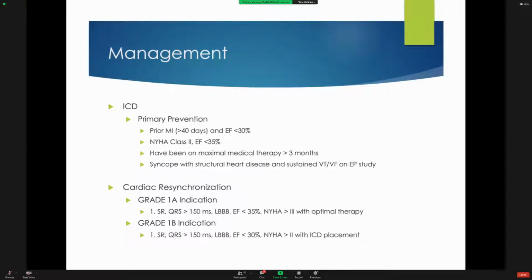For the CRT, or the cardiac resynchronization therapy, we have grade 1A indication, we have grade 1B indication. This is very important. So if the patient has a sinus rhythm, QRS complex more than 150 millisecond, now the new guideline 120 to 150 millisecond, or when the patient has a left bundle branch block and ejection fraction less than 35%, with New York Heart Association more than 3, with optimal medical therapy. So it is important that the patient will be on optimal medical therapy.